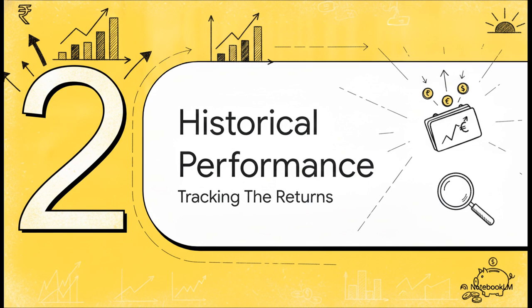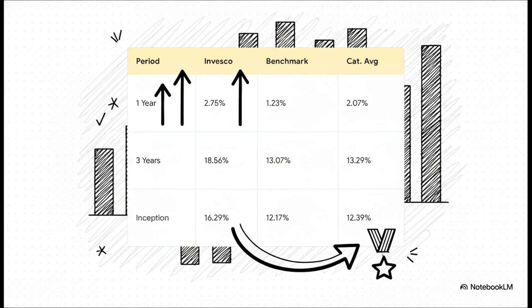Moving right along, let's get into tracking historical fund performance. All right, let's look at the hard numbers. We need to objectively compare the fund's historical performance straight up against its benchmark, which is the BSE 500 Total Return Index, and of course, its peer category average. Check out that since inception row right at the bottom. Since this fund launched back in February 2022, it has delivered a 16.29% return. That significantly outpaces both the benchmark's 12.17% and the category average's 12.39%. Actually, if you look across all three distinct timeframes, the 1 year, the 3 years, and since inception, the fund has pretty consistently stayed ahead of the pack.